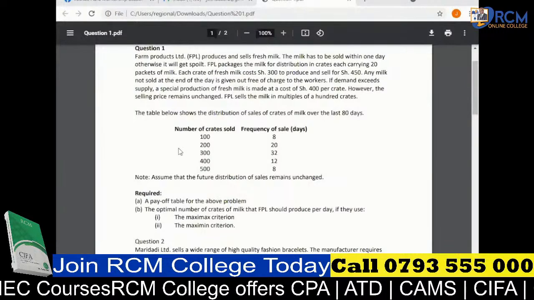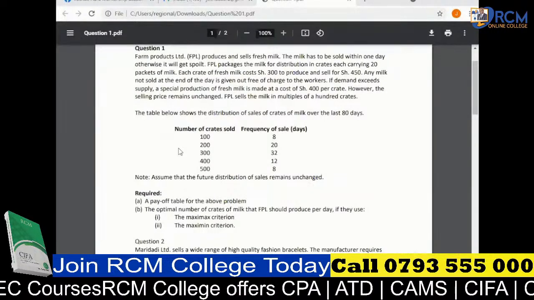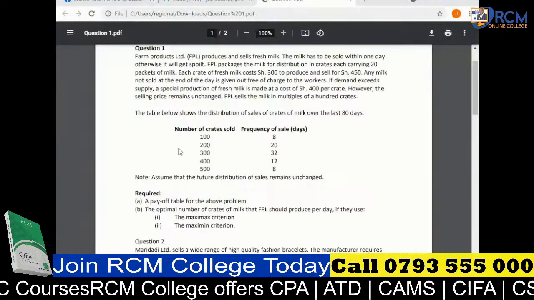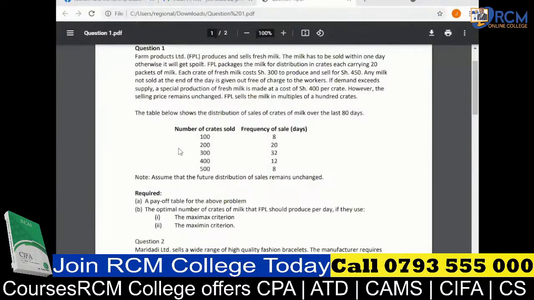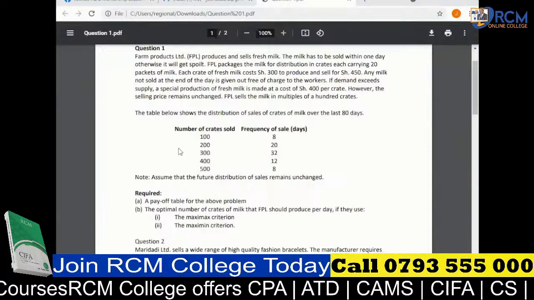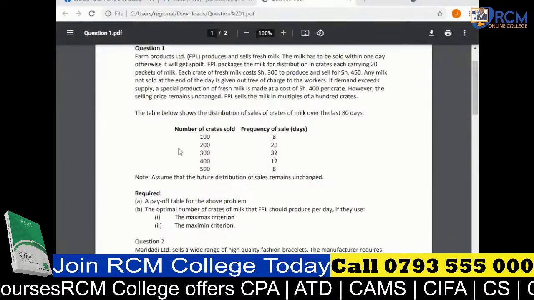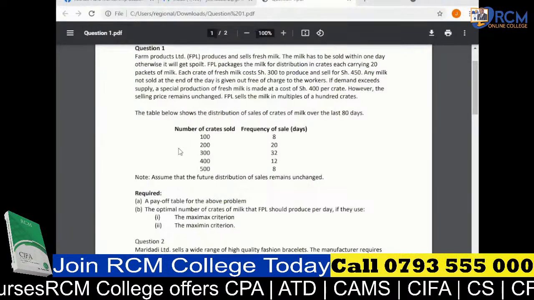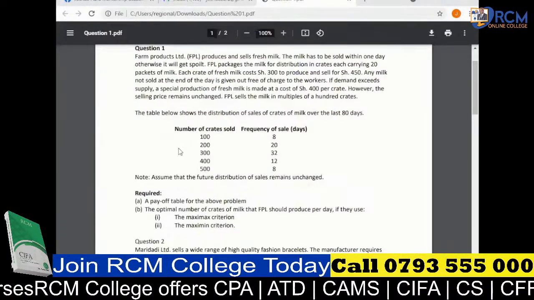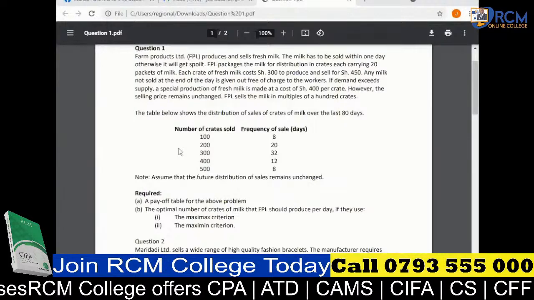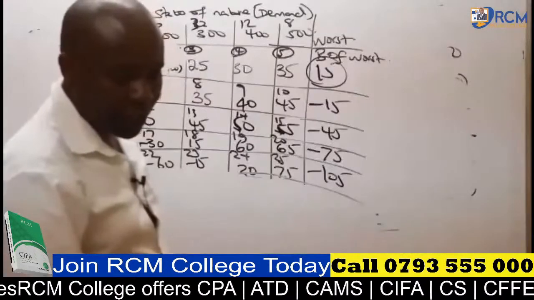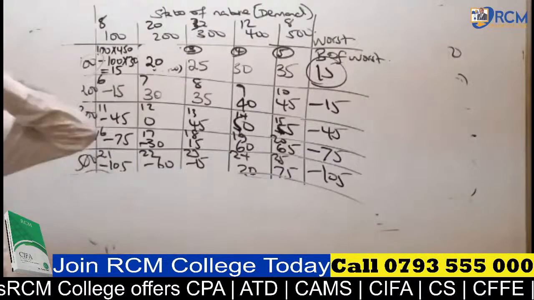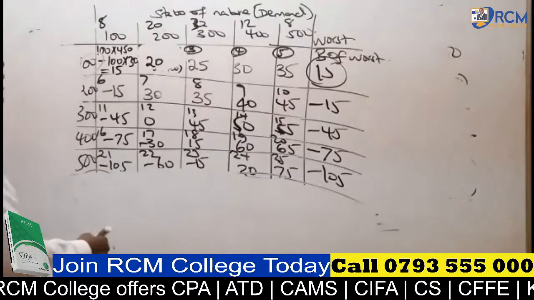Of course, to get these probabilities, I would have used the frequencies: 8, 20, 22, 8, 20, 32, 32, 12, and 8. So can somebody give me the total frequency? We normally use frequencies to get probabilities. Yes. Add the frequency of sales, and divide each frequency by 80. So they're telling me that the total is 80.